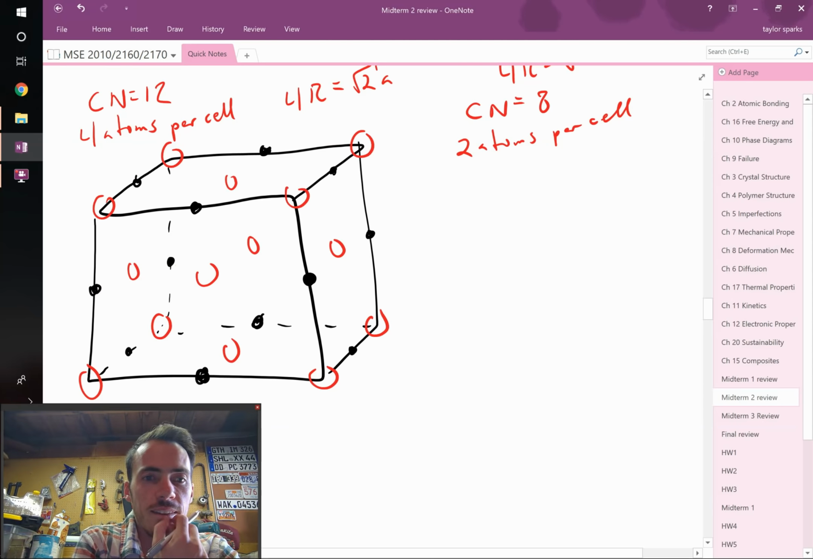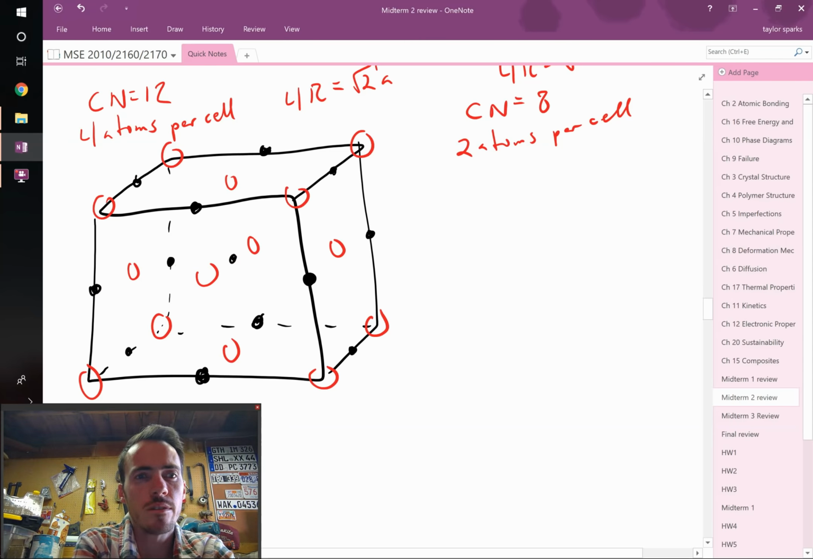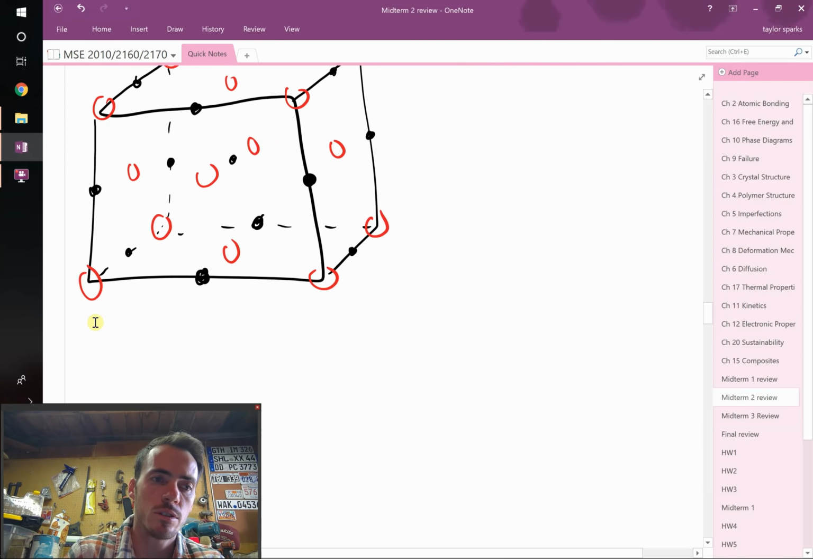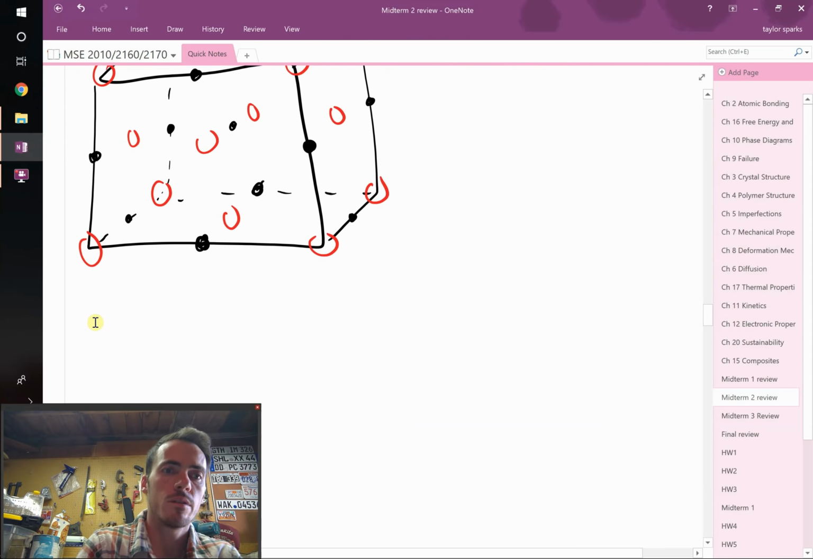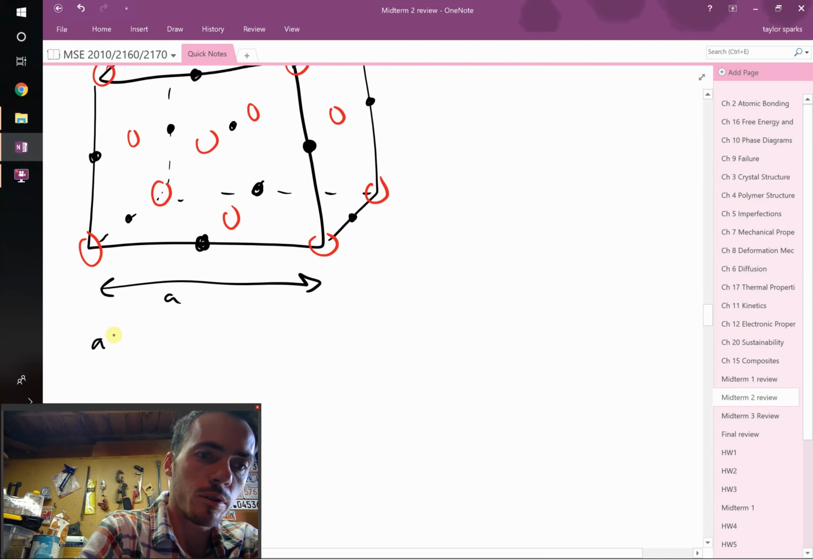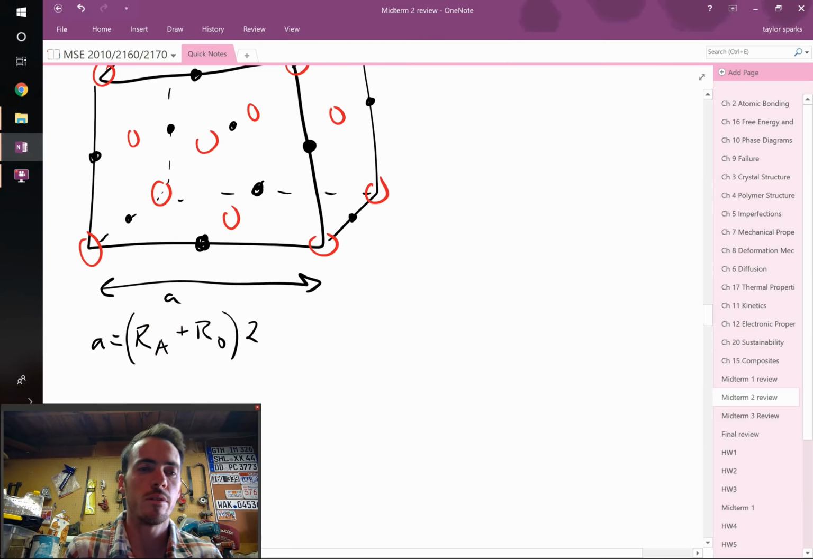Oh, we're missing one. You would also put one in the dead center. Yeah, there's one in the dead center as well. Okay, so that's the rock salt structure. How would we figure out the lattice parameter ratio for the rock salt structure? Well, if this whole thing is a, they're going to touch right along that edge. So a is going to be equal to the radius of atom A plus the radius of your anion, oxygen, times 2. So it's the radius of your 2 ions multiplied by 2.